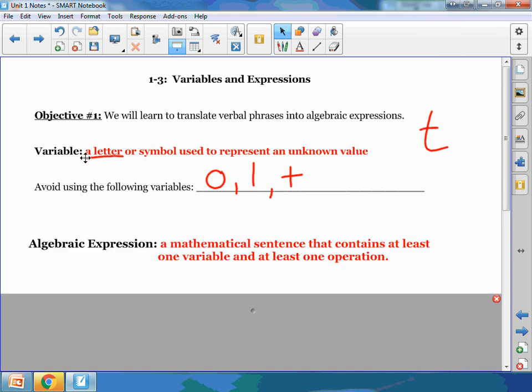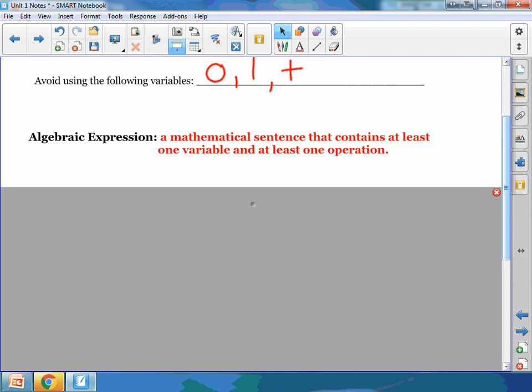All right, next thing. We've been talking about numeric expressions or numerical expressions. Today we talk about an algebraic expression. Now the difference between an algebraic expression and a numeric expression is now we incorporate variables. So it must contain at least one variable, and it must contain at least one math operation.